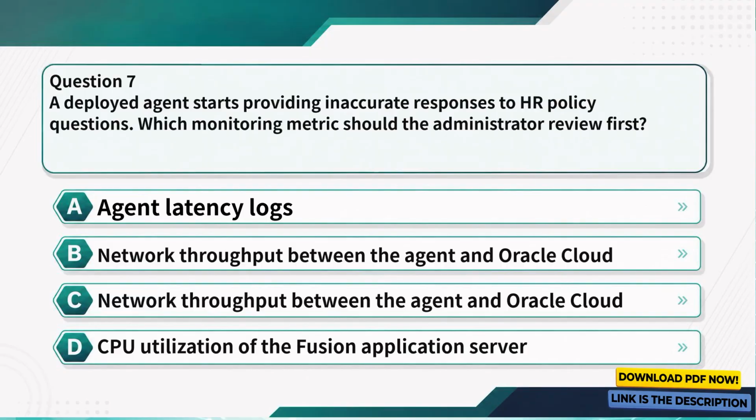Question 7. A deployed agent starts providing inaccurate responses to HR policy questions. Which monitoring metric should the administrator review first? A. Agent latency logs. B. Agent accuracy and quality scores in the monitoring dashboard. C. Network throughput between the agent and Oracle Cloud. D. CPU utilization of the Fusion application server.